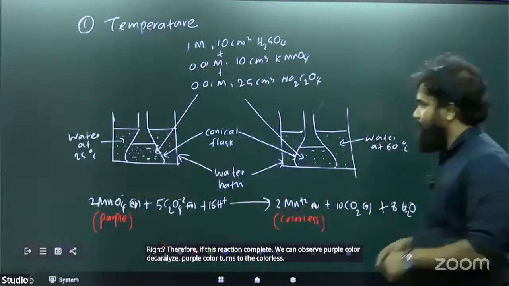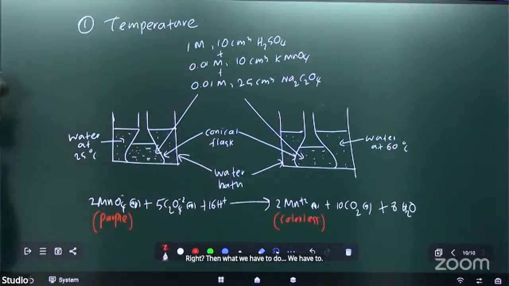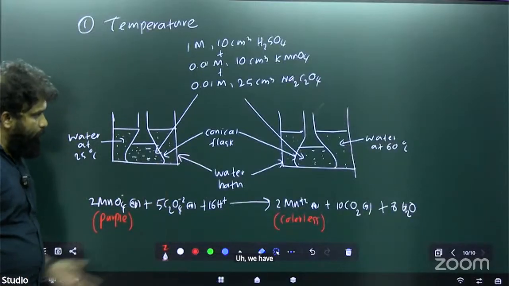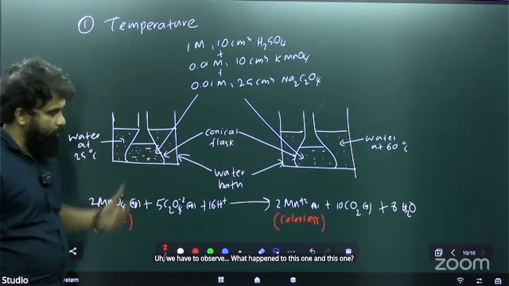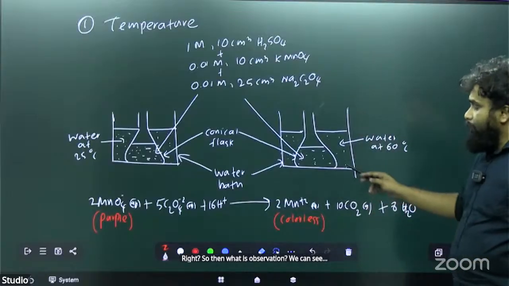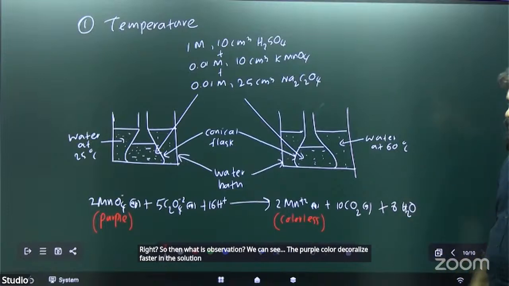Right? Then what we have to do? We have to construct this setup. Then we have to observe what happened to this one and this one. Right? So then what is the observation? We can see the purple color decolorize faster in the solution contained at 60 Celsius.